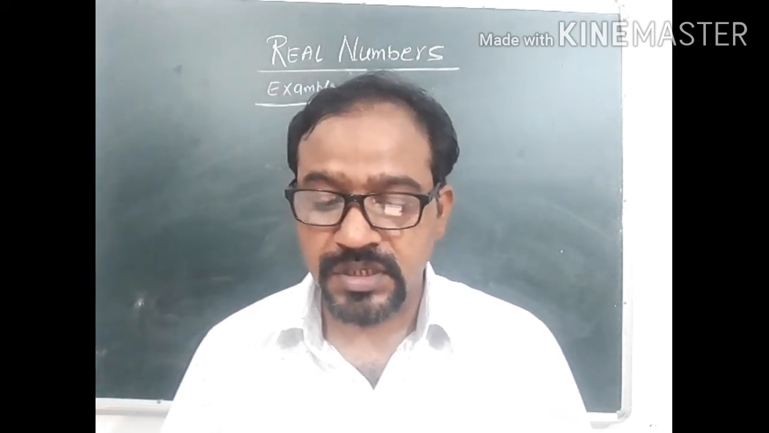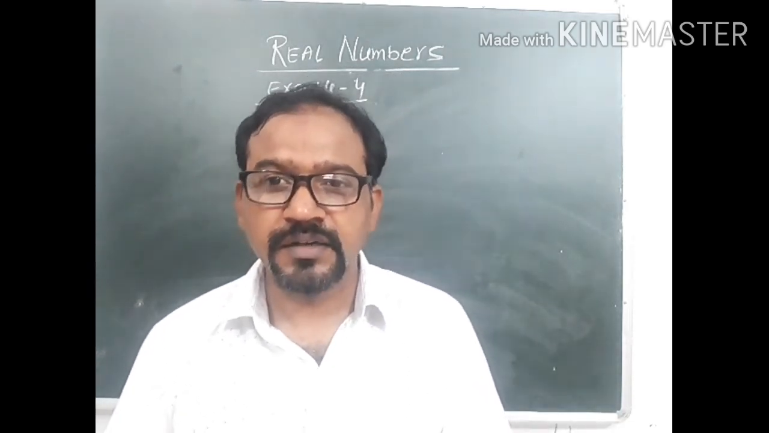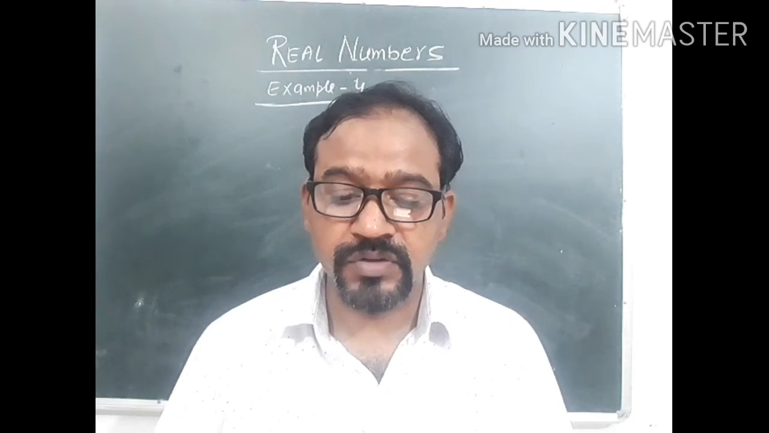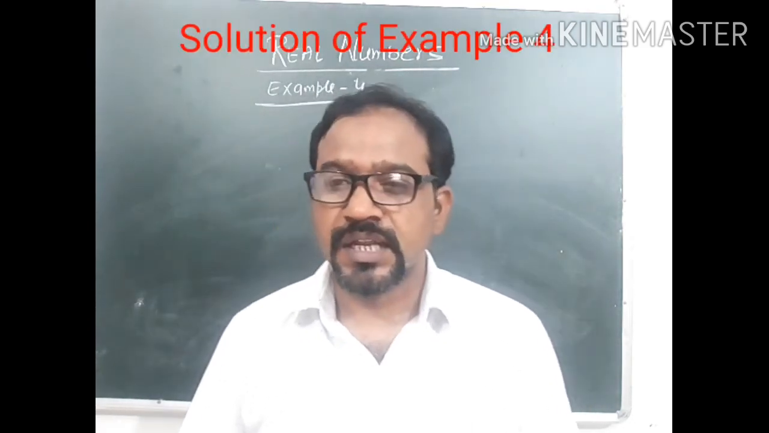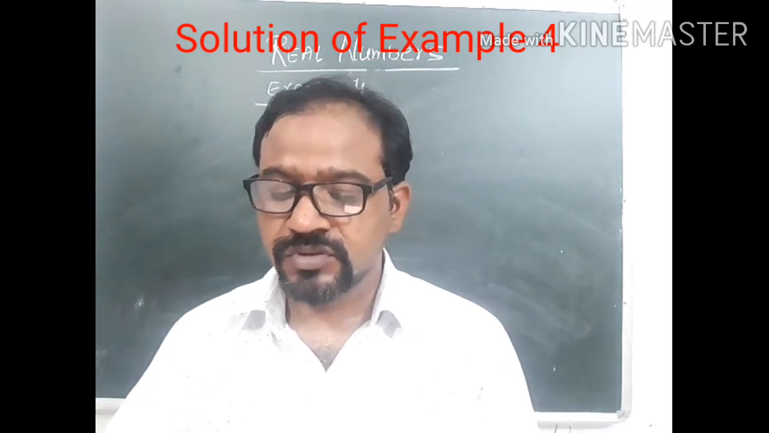So for this, we will find the HCF of the numbers 420 and 130. So we will use Euclid's division algorithm to find the HCF. So you can do it.